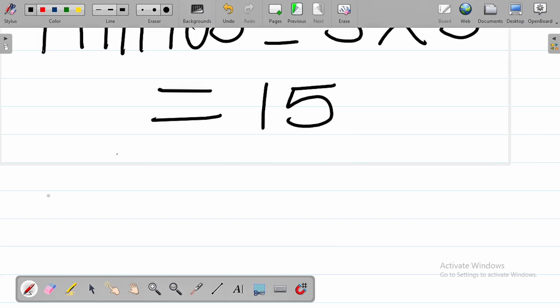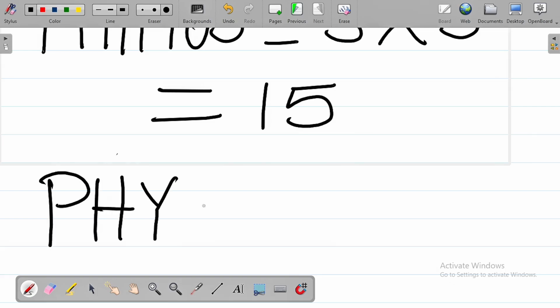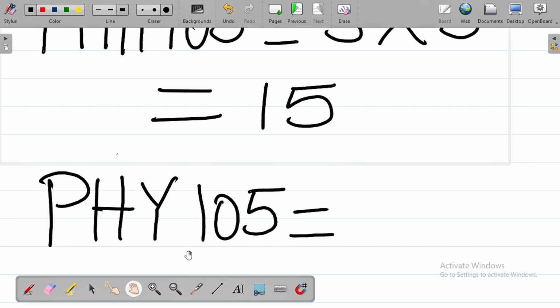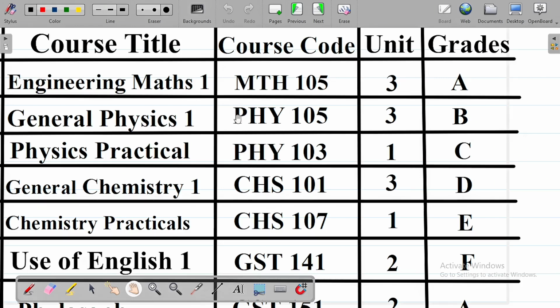The next course is Physics 105, which is General Physics. Remember, grade point is equal to point multiplied by course unit. So let's check the point and the unit. General Physics 1, PHY 105, is a 3-unit course.